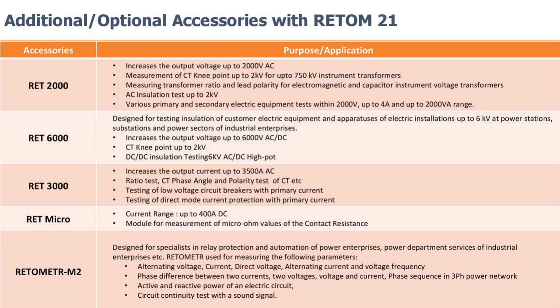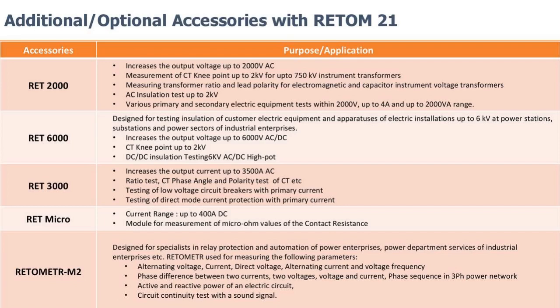Then RED micro is used for CRM, that is micro-ohm values of contact resistance, and the range we have given is up to 400 ampere DC. And finally the Ratometer M2 gives the following parameters: alternating voltage and current, direct voltage, alternating current, voltage and frequency. We can test various types of relays: power relays, frequency relays, current relays, voltage relays and so on.